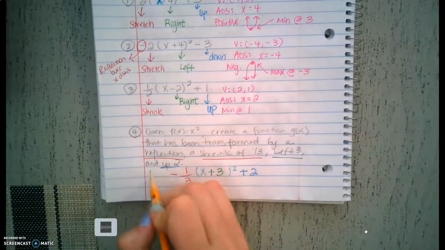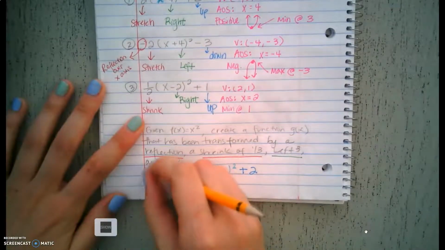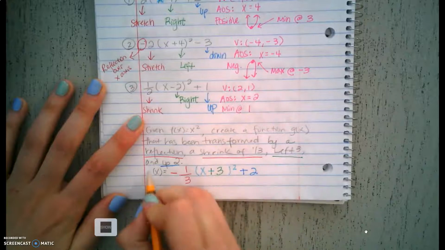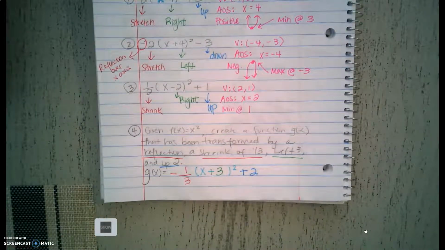Remember, functions and equations should have a y equals, and this should be g of x, shouldn't it? Because that's what we changed it to when we transformed it. Okay. This recaps transformations rather quickly. If you need more examples, please look at the blog at the first unit we did online. Happy studying!